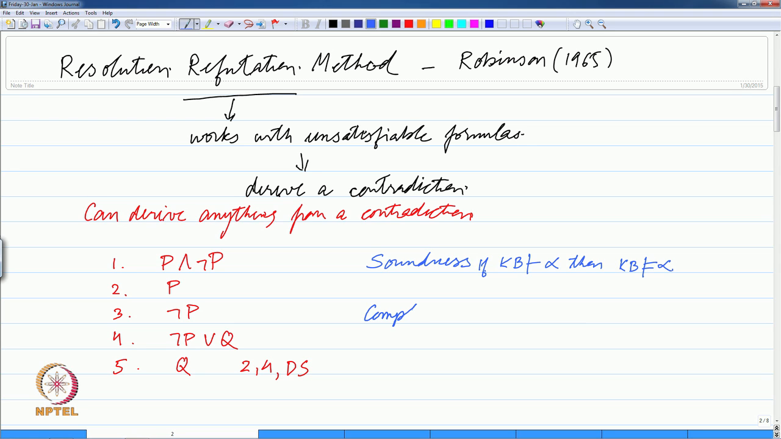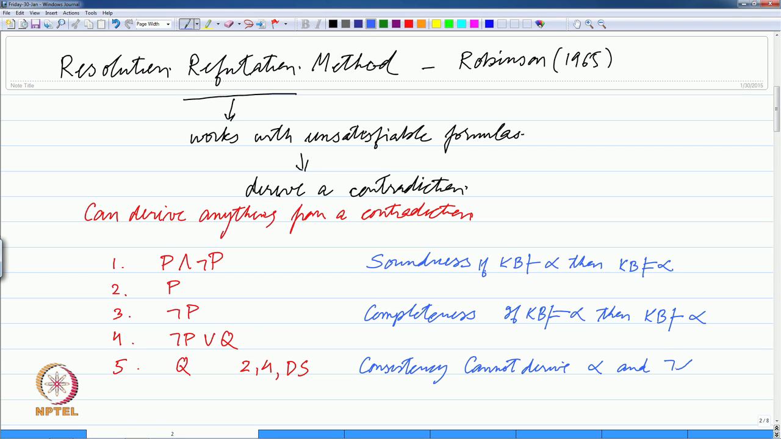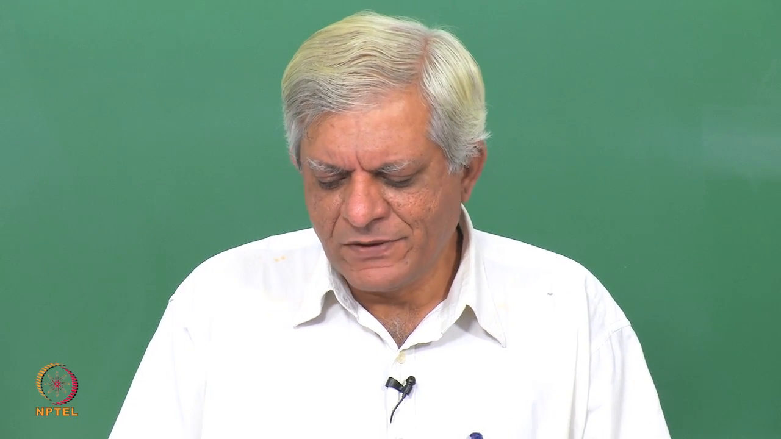Then we have completeness, which says that if a formula is entailed, then you should be able to derive it. And the third is consistency, which actually is connected to soundness, but we often state it separately, that you cannot derive both a formula alpha and its negation essentially, because then you have an inconsistent knowledge base, and then you can virtually do anything essentially.